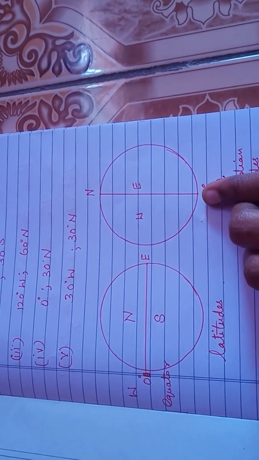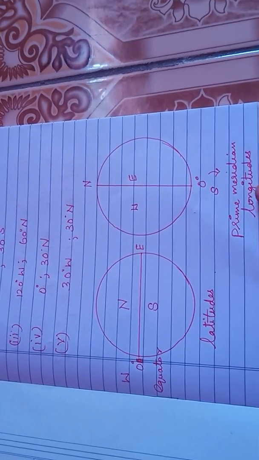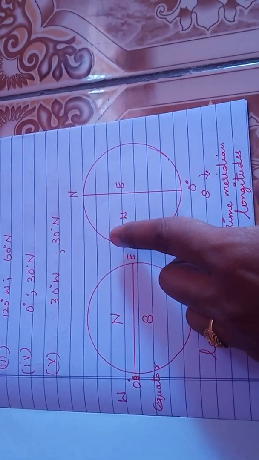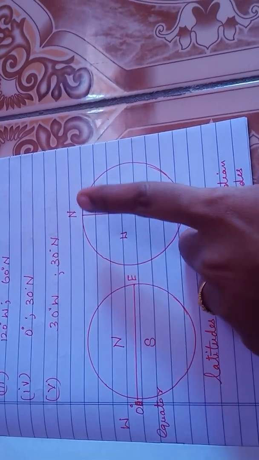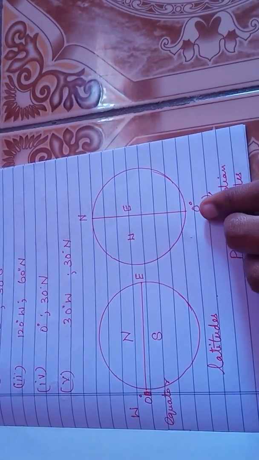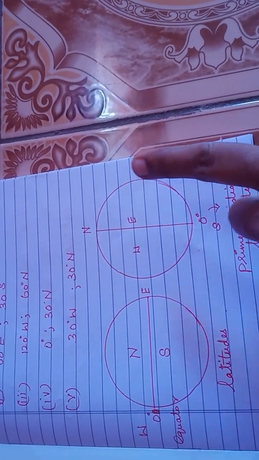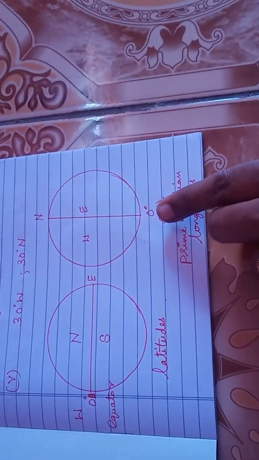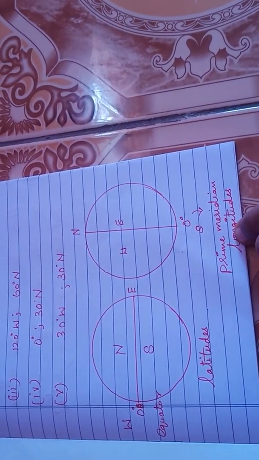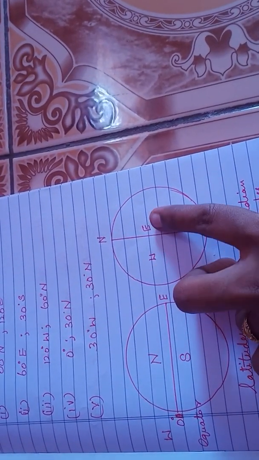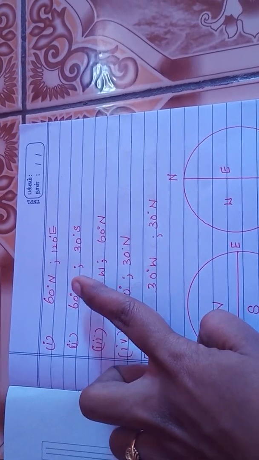The longitudes are the lines which run from the North Pole to the South Pole. They divide the earth into the Western Hemisphere and the Eastern Hemisphere. The center line, which divides the earth into two equal halves, is marked as 0 degrees, and we call it the prime meridian. The longitudes are mentioned with east and west.